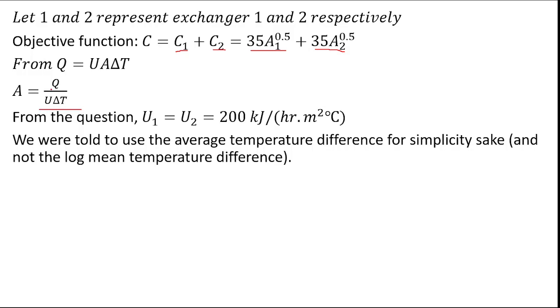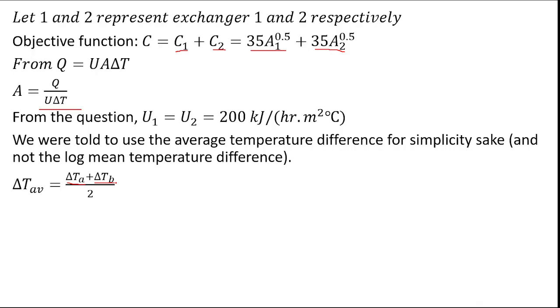So we know the value for U from the question. We know the expression we use to calculate the change in T. We can also find an expression for our Q as well. So we are just going to take the various portions. We looked at the U part. U1 is equal to U2, that's equal to 200. That was stated in the question. For the change in temperature, we're told to use the average temperature difference. We can find this by finding the change in temperature at one section of the heat exchanger plus the change in temperature at the other section of the heat exchanger, all divided by 2.